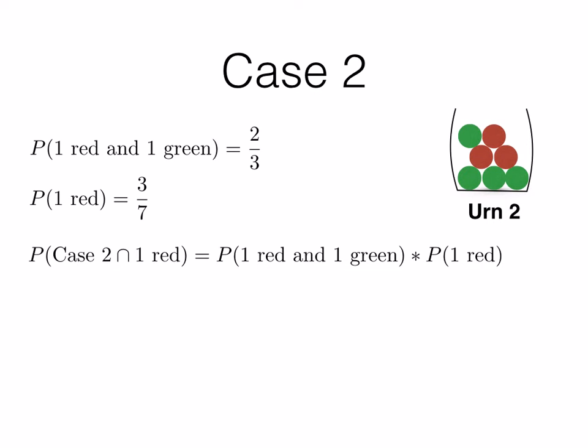This means that under case 2, the probability of drawing one red ball is the probability of moving one red and one green ball over to the second urn times the probability of then drawing one red ball. This is 2/3 times 3/7, which is 6 out of 21.